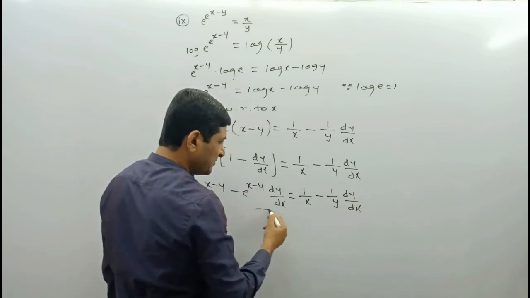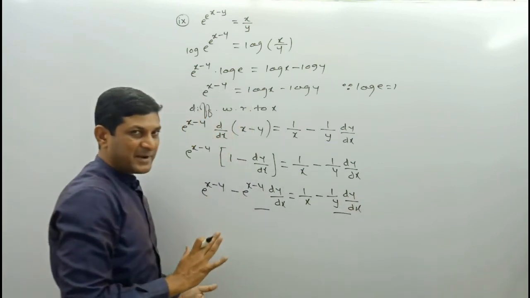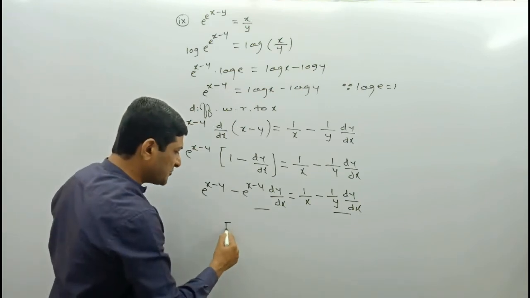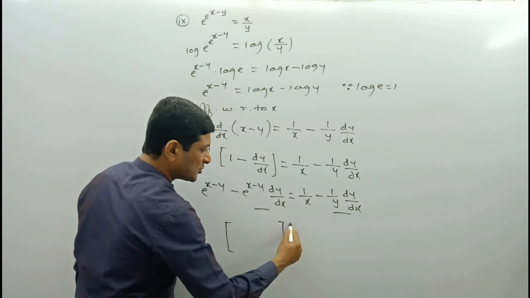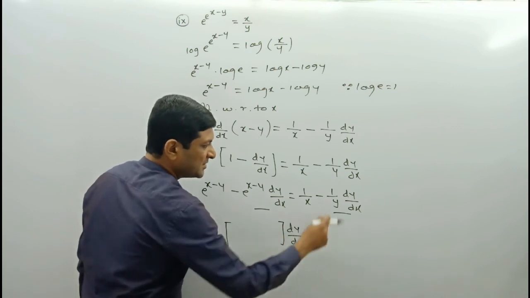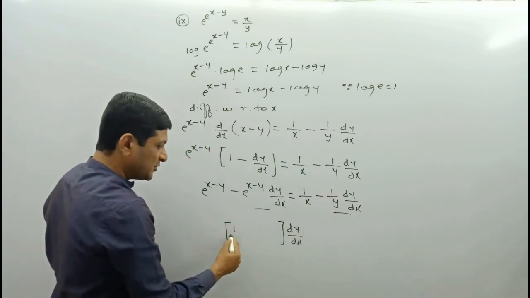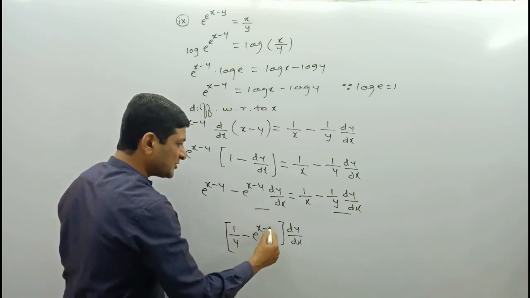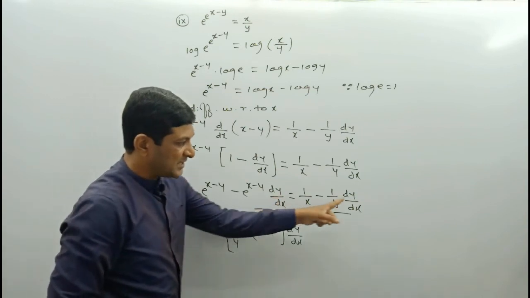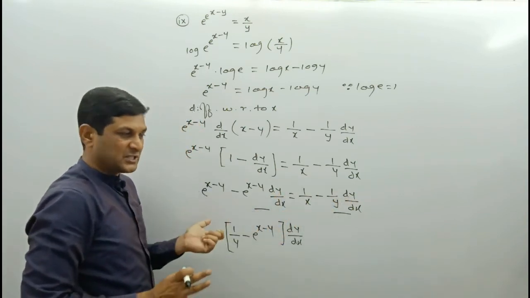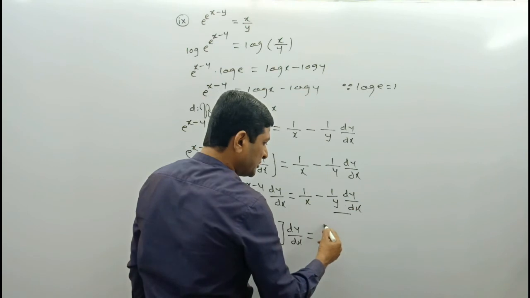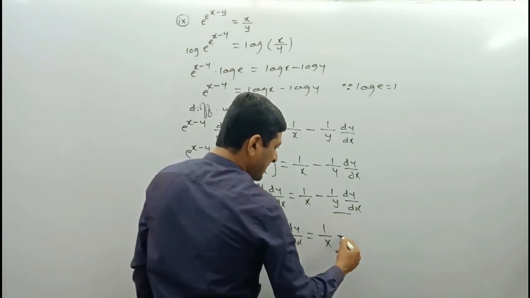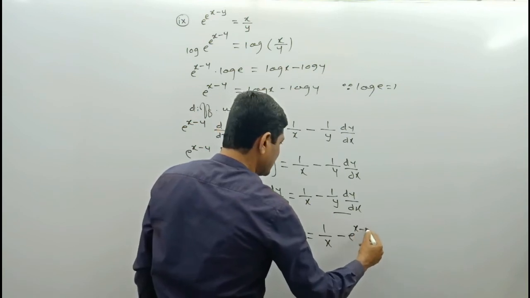How many terms of dy by dx are there? 2 terms of dy by dx are there. We are taking dy by dx common from these 2 terms. Let us see what we will get. This minus term will become plus, meaning 1 upon y plus 1 upon y minus e raised to power x minus y. Just simply we have taken dy by dx common from both the terms. Collect all the remaining terms on this side: 1 by x, keep it as it is, and this plus term on this side will become minus e raised to power x minus y.